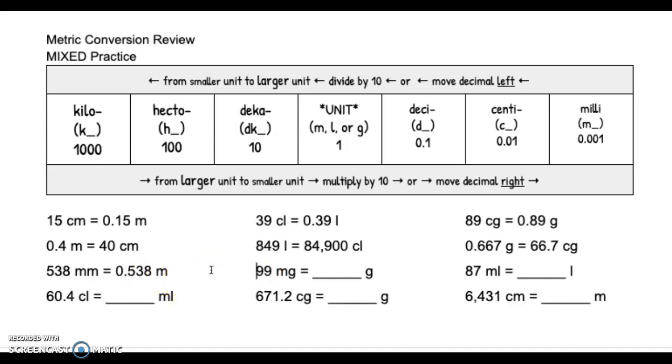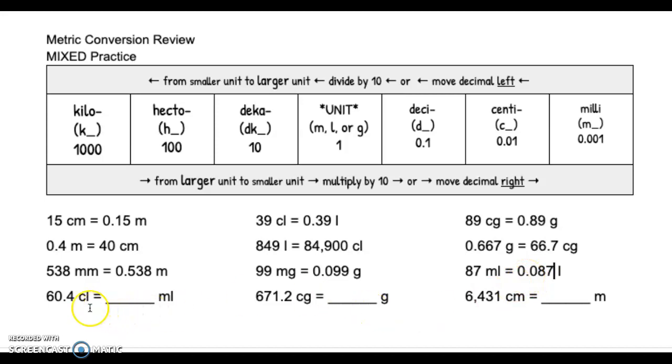Let's move this guy over. 99 milligrams, 1, 2, 3 to the right. In order to move this one 3 to the right, I will need a placeholder 0, 0.099. 87 milliliters to liters, 3 places to the left. Again, I need a placeholder 0 to hold it 3 places to the left.